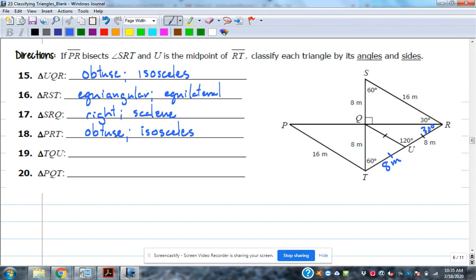How do we know it's equiangular? Even though we only have one angle that's written in there, what can we do to find the rest of it? We don't have that yet. We can do it without that. Linear pair right there. Good, good. And then that makes that 60.